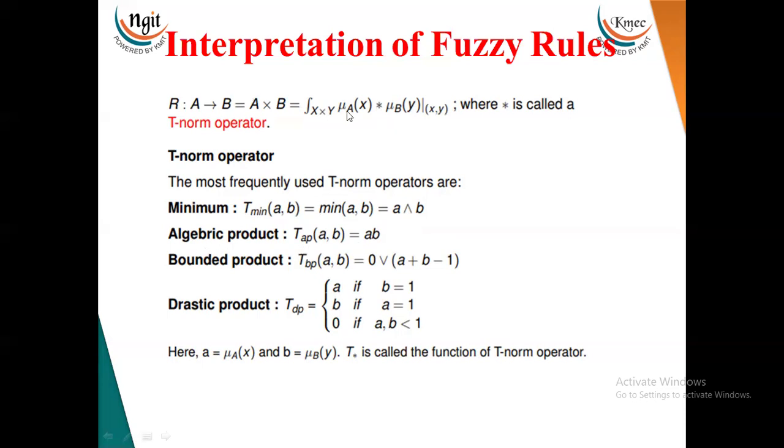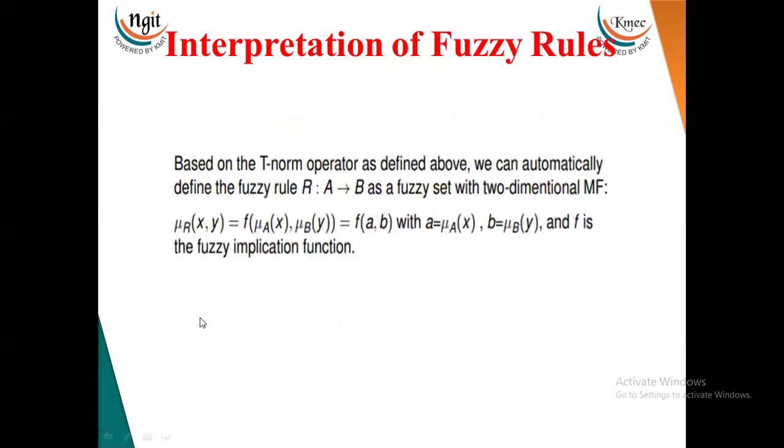Algebraic product of A comma B means you have to multiply A into B. Bounded product is the rule: BP of A comma B equals 0, or A plus B minus 1, so this depends on your A comma B values. Drastic product is DP: A if B equals 1, B if A equals 1, and 0 if A comma B are less than 1. Accordingly, for this T-norm operator, you can use minimum, algebraic product, bounded product, or drastic product.